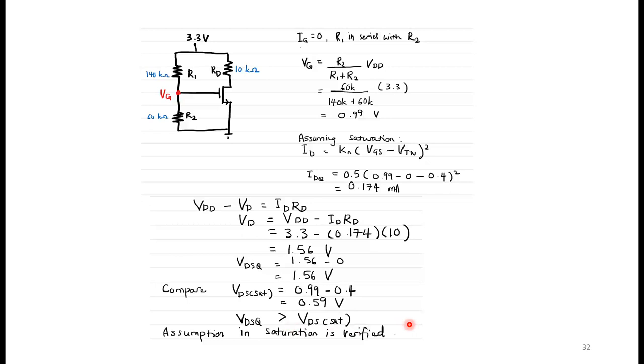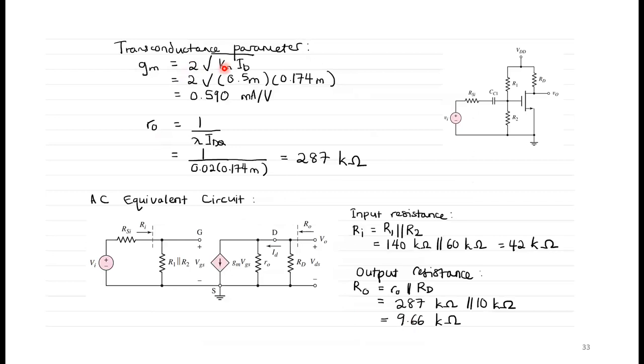Next, I find the transconductance parameter, which is gm equals 2 square root of KN ID. So 2 square root of 0.5 milliamp per volt squared times 0.174 milliamp. And taking the square root of the product, I get 0.59 milliamp per volt.